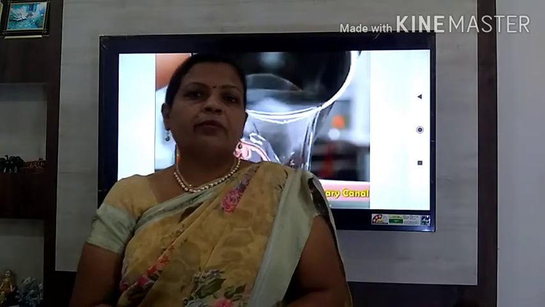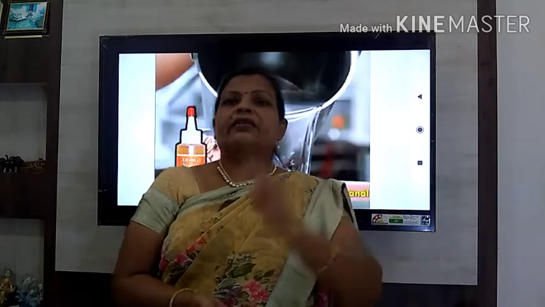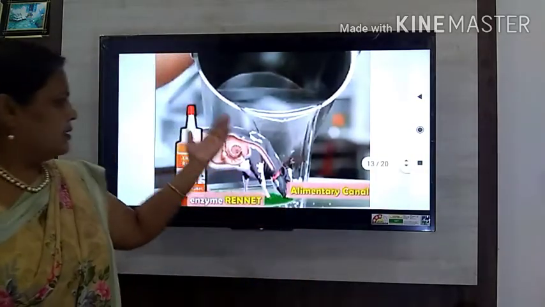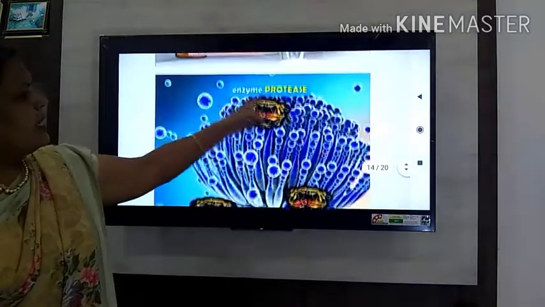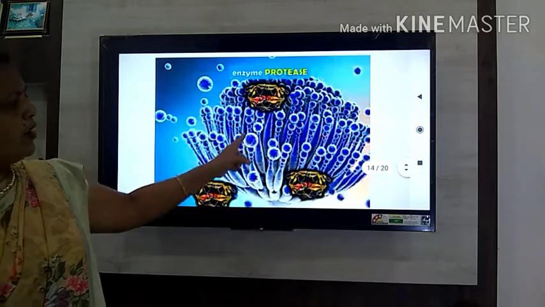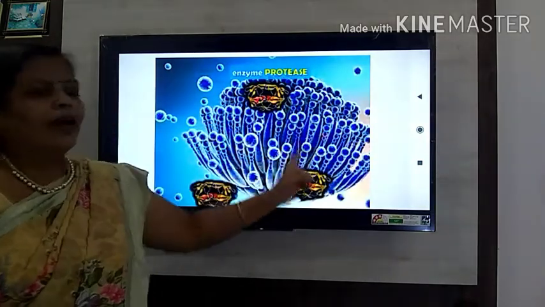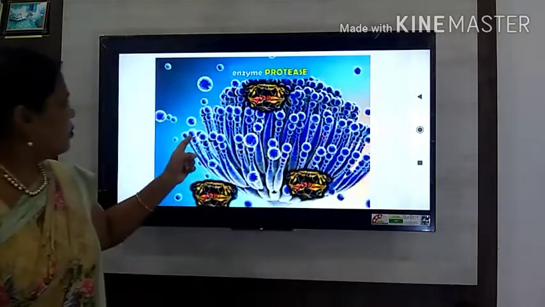And then some people, those who do not prefer non-vegetarian food, start avoiding eating such a type of cheese. So an alternative which has been discovered later on is the enzyme protease, which has been obtained from the fungus. Here you can see the fungus, it is a structure of the fungus like Aspergillus, you can see the conidia.